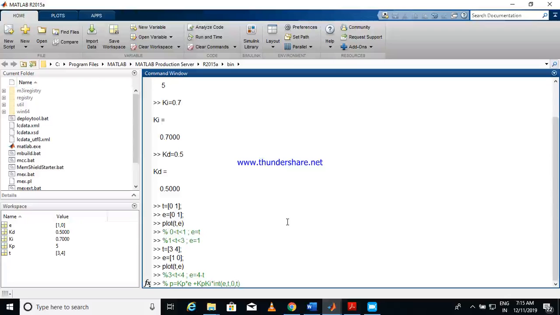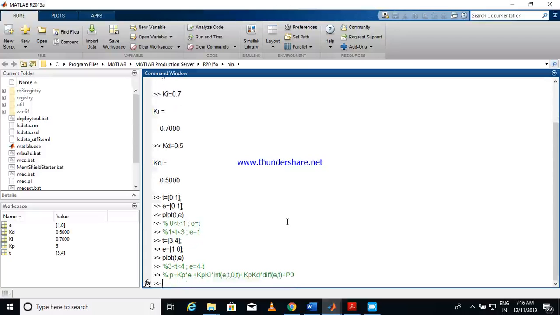Okay, plus now the differential part, this Kp into Kd into the differential of that error function with respect to t. Okay, plus the constant, that is P0. This should be the output. So now I am calculating for the first segment, that means from 0 to t is equal to 0 to 1.